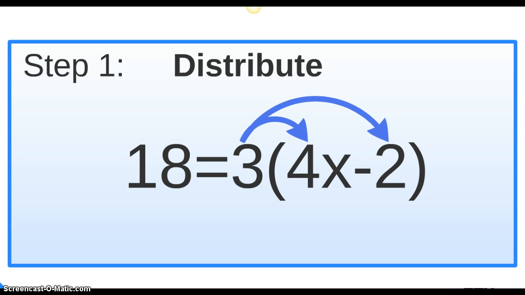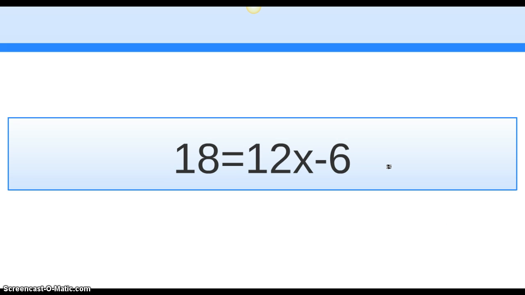Okay, so the first step we have is we need to distribute. As you see, we have 18 equals 3 times (4x minus 2). Distribute means we're going to take this 3 on the outside of the parentheses and times it by each term on the inside of the parentheses. So we'll take this 3, times it by the 4x, and take this 3 and times it by the 2. When we do that, we should get 18 equals 12x minus 6.